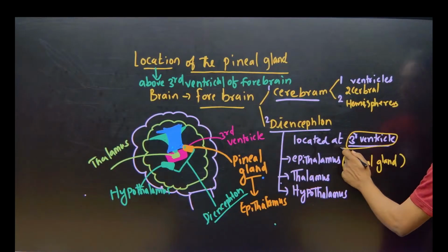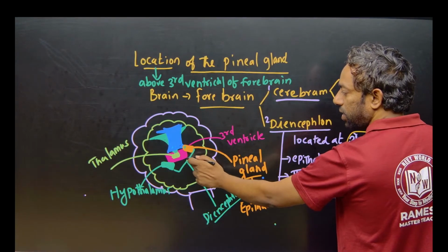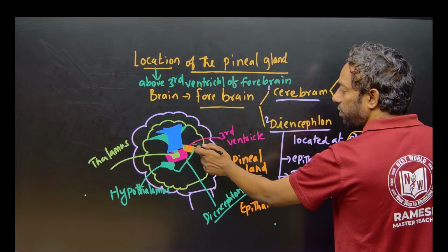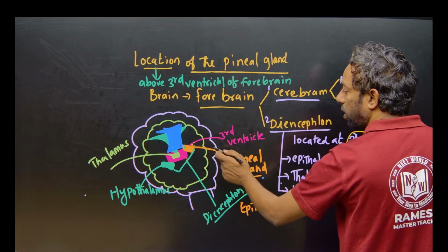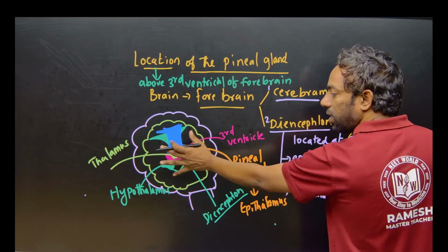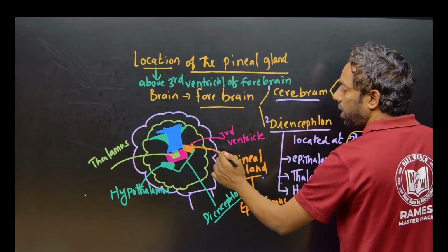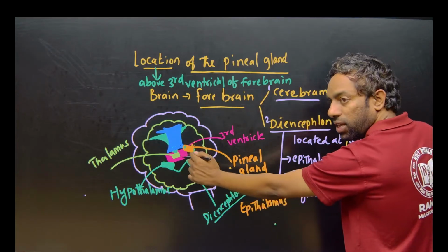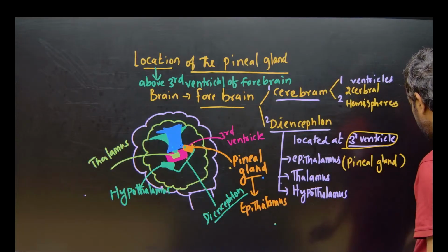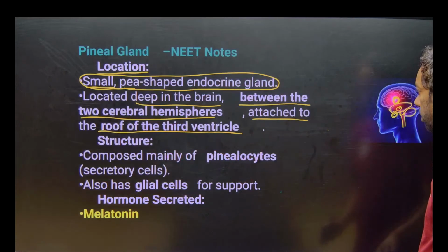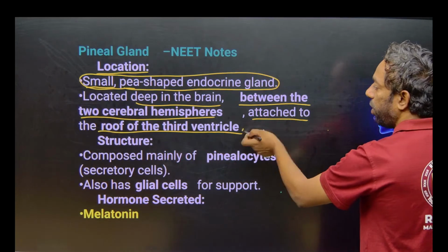I did explain right here. The pineal gland is located at the third ventricle. This pink color is the third ventricle. Above the third ventricle, the roof of the third ventricle, is called the pineal gland. In the forebrain, the pineal gland is located above the roof of the third ventricle.